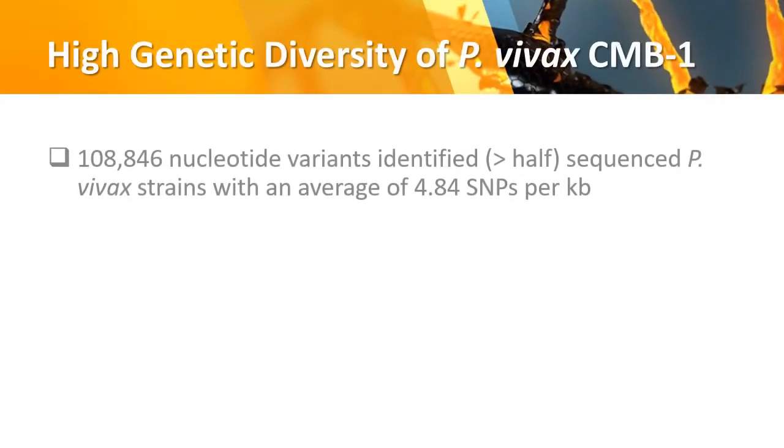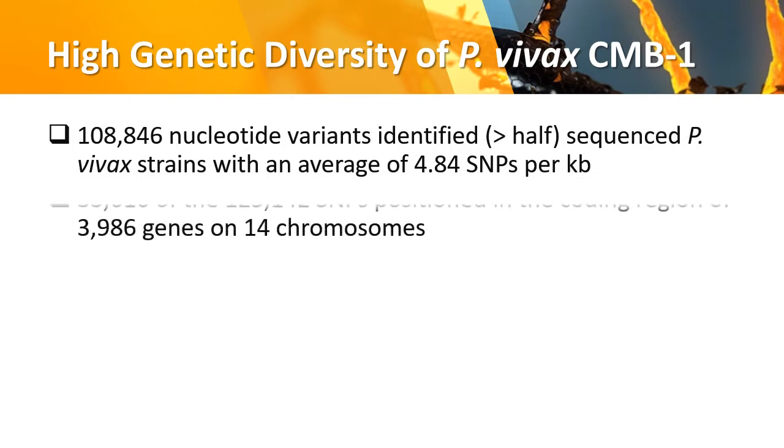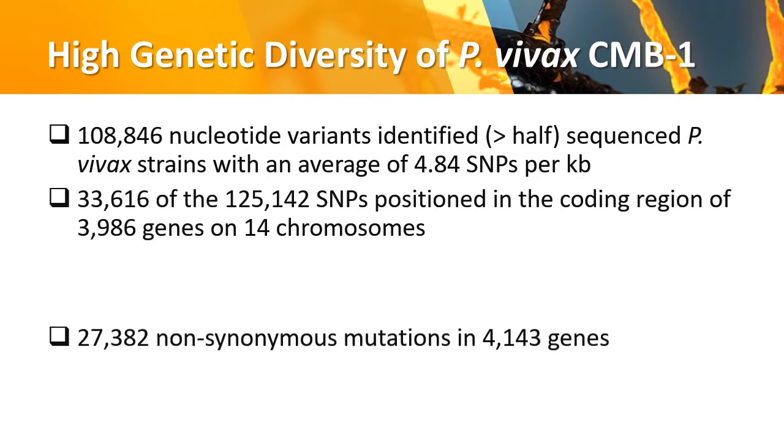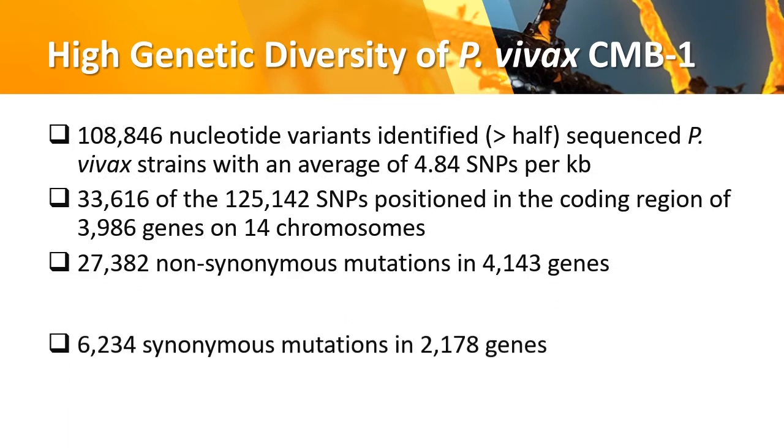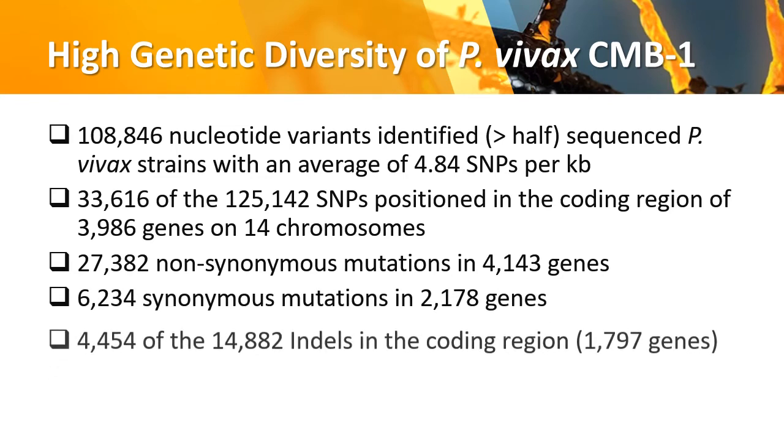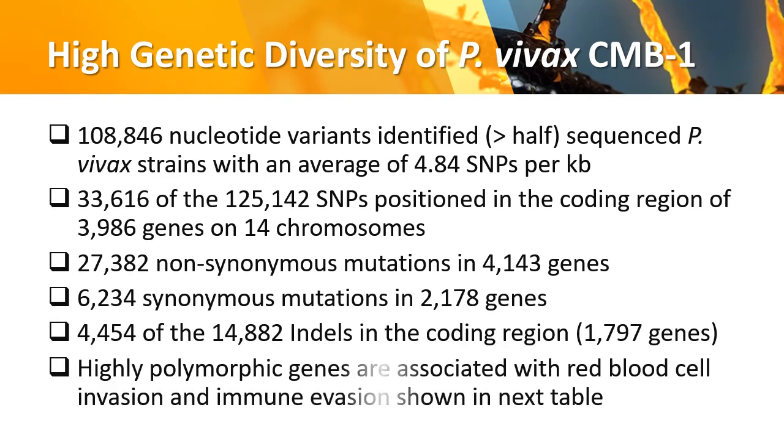High genetic diversity of Plasmodium vivax CMB1. From 108,846 nucleotide variants, an average of 4.84 SNPs per kilobase was identified. 33,000 of these SNPs are positioned in the coding regions of 3,986 genes on 14 chromosomes. There were about 27,000 non-synonymous mutations and 6,000 synonymous mutations. And the indels were in the coding regions of 1,707 genes. These highly polymorphic genes are associated with red blood cell invasion and immune evasion, as shown in the next table.